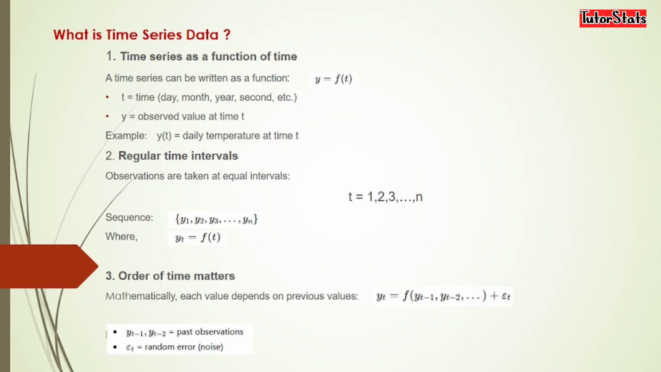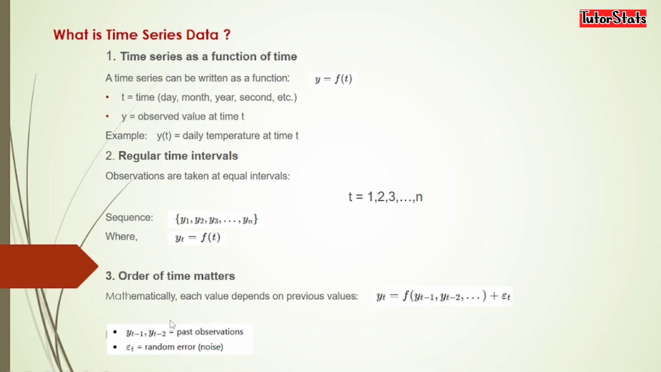Order of time matters. This is one of the most important features of time series data. In simple words, today's value is often influenced by yesterday's values. Mathematically, we can write it as y(t) equal to a function of y(t-1), y(t-2), and so on, plus epsilon t. Again, don't worry about the formula. Let me explain in simple language. It means today's value depends on past values. In this function we can say today's value depends on the past values plus a small random factor like noise, epsilon t.